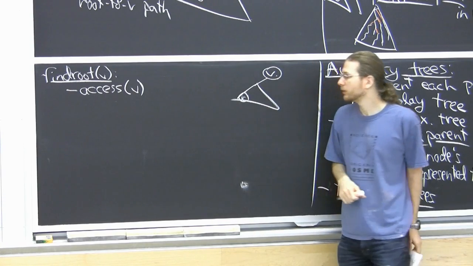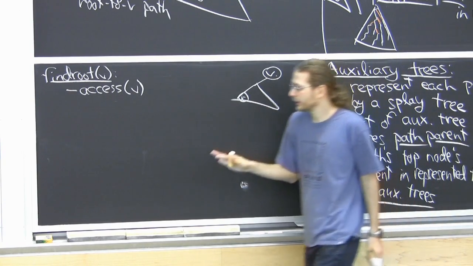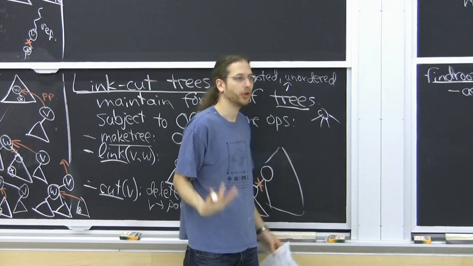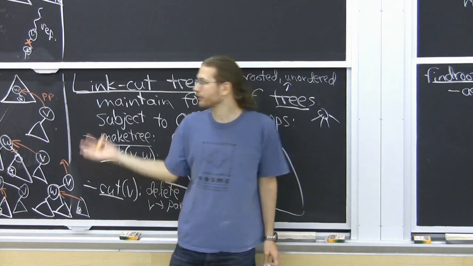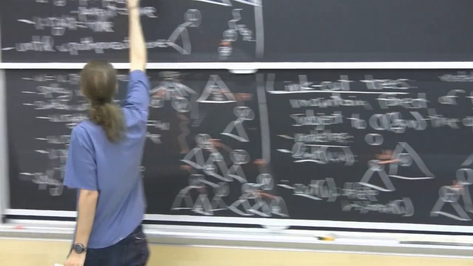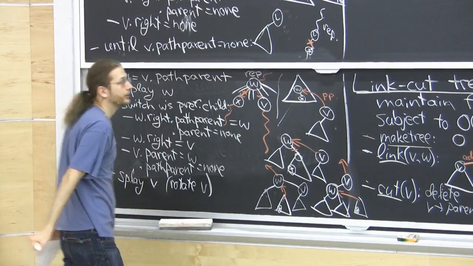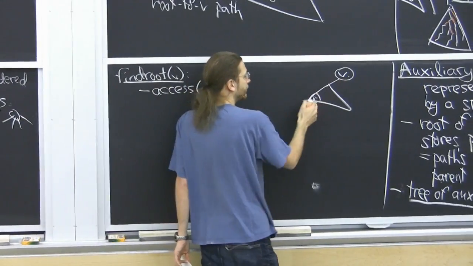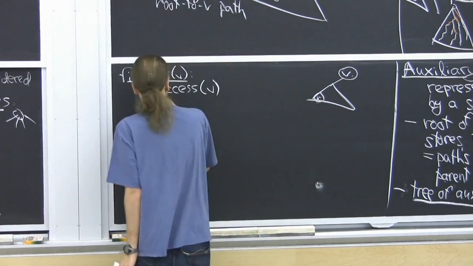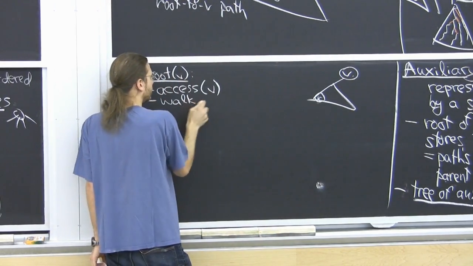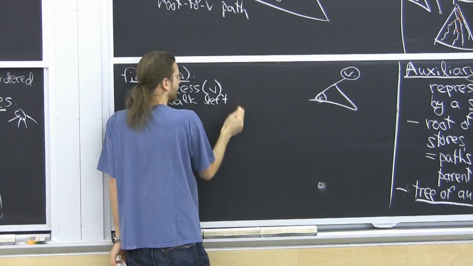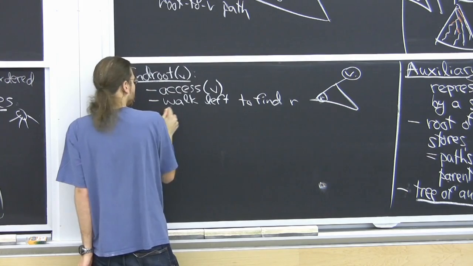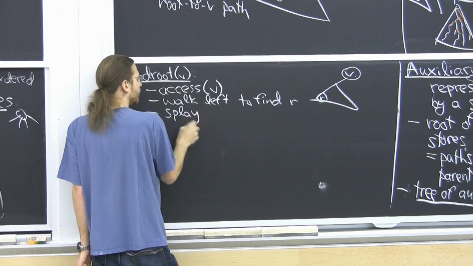This is r, because in the end we know that the root aux tree always contains the root node of the tree, and the access operation makes it also contain v. So what's the highest node in that path from R to V? Well, it's the leftmost node in the thing. So you just walk left to find the root R. And then we are going to do one more thing, which is splay R.